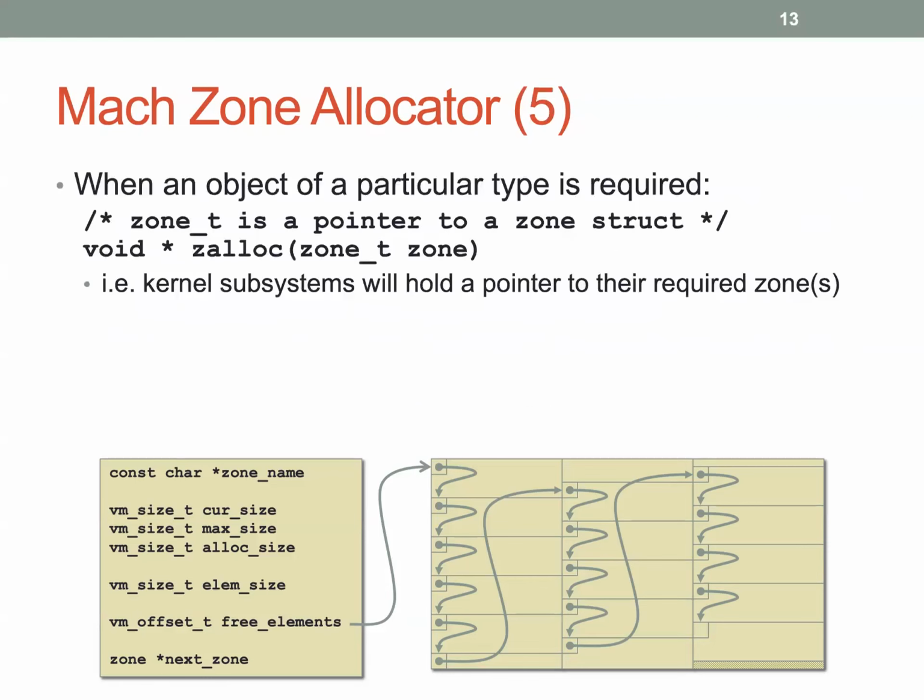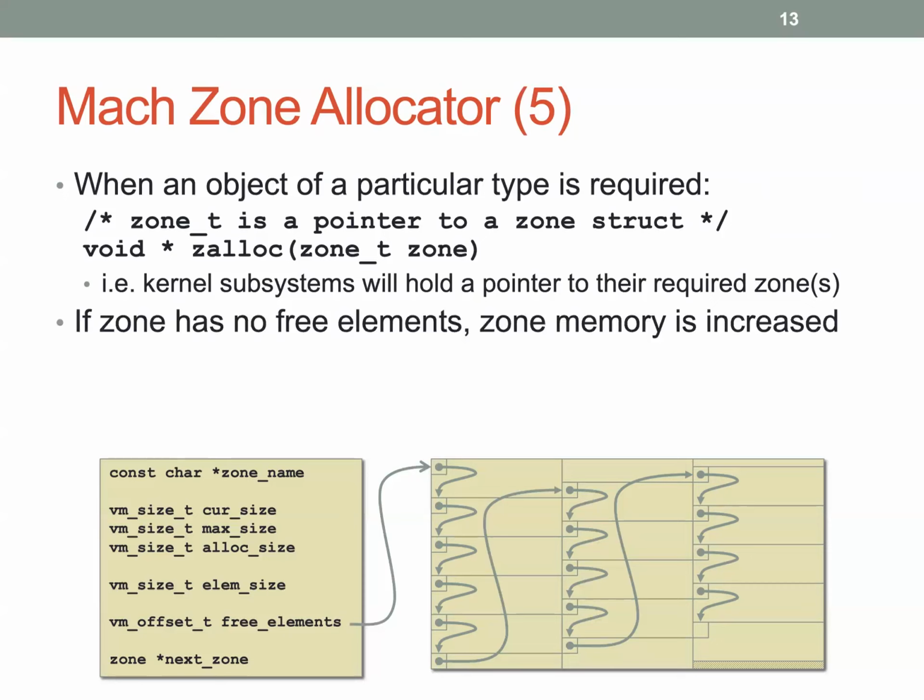Okay. So when someone needs an object of a particular type, they call this thing called zalloc. And this is a kernel operation. And you'll notice here that you have a zone T, so that'll be a pointer to this zone. So this thing is the zone. And normally you don't want to look that up because if they're maintained as a linked list, you've got to walk through the linked list to find the zone. So if you know you're going to use a certain kind of zone all the time, you just cache a pointer to the zone, and then you can call zalloc without having to look up the zone each time.